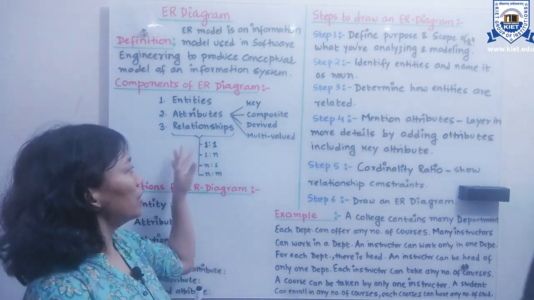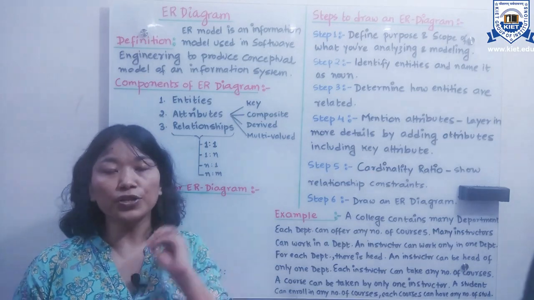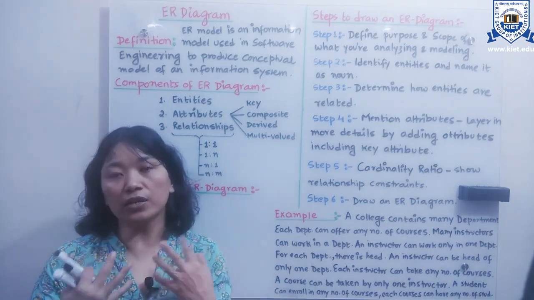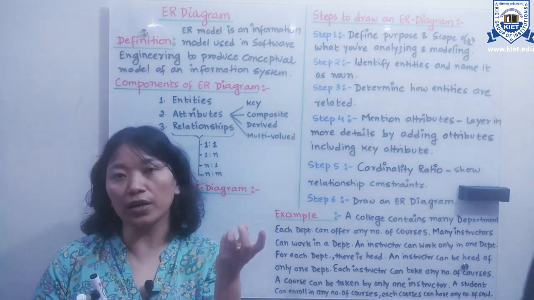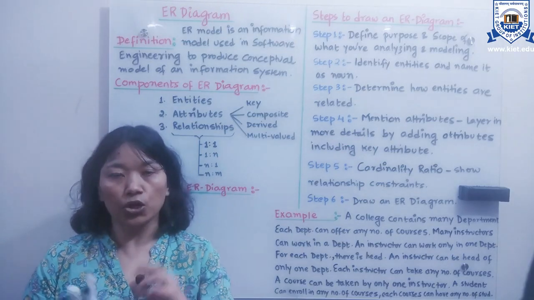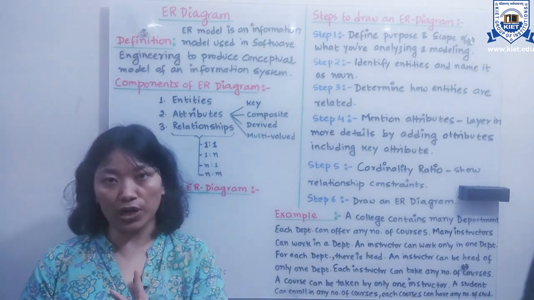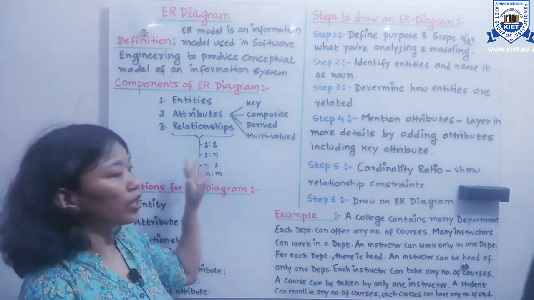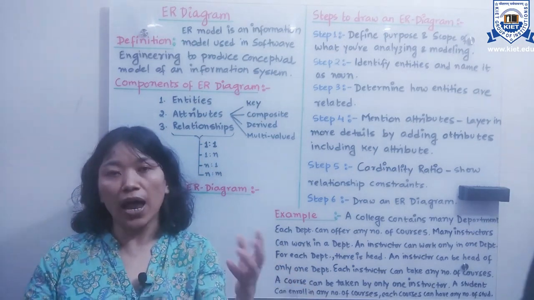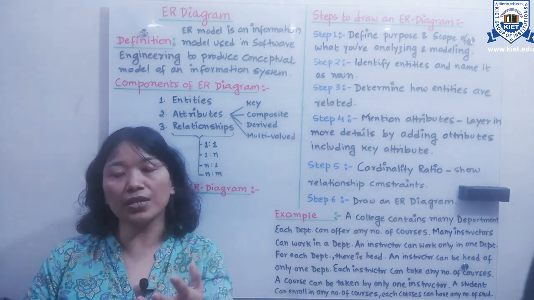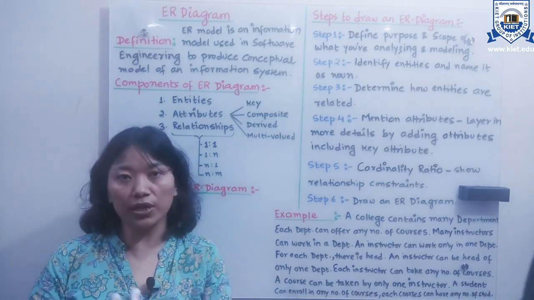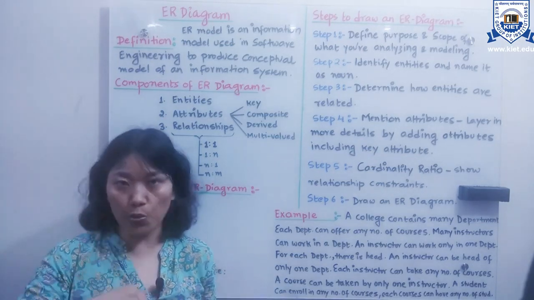For example, if I talk about the 1:1, I can teach only one subject, and that subject can be taught by only one faculty. So that means there is a 1:1 relationship, right? Second is 1:n. For example, I am teaching multiple students, and those students can be taught only by me. So this relationship is 1:n.